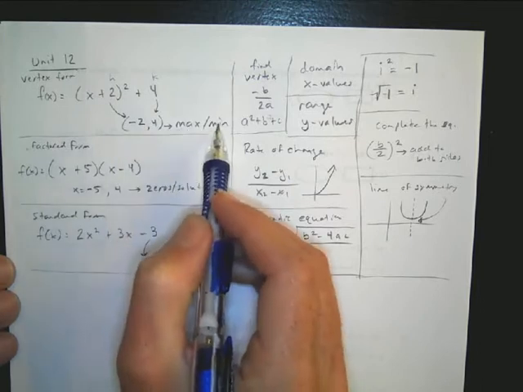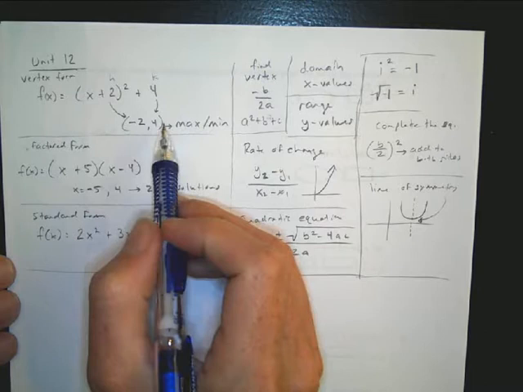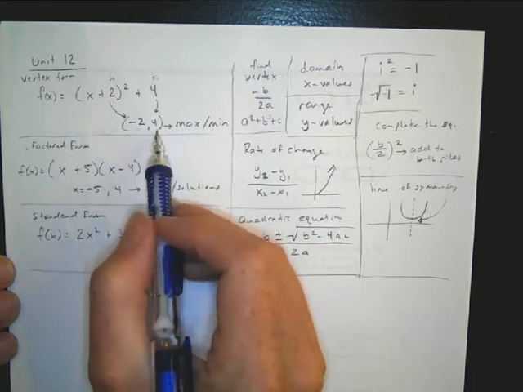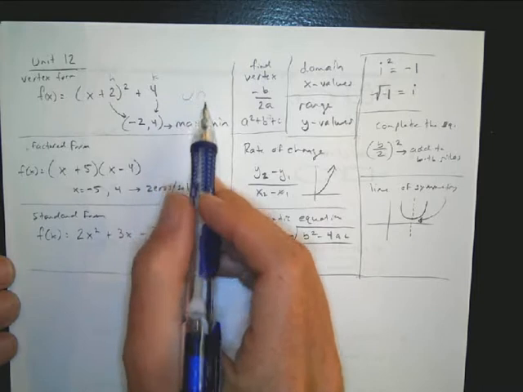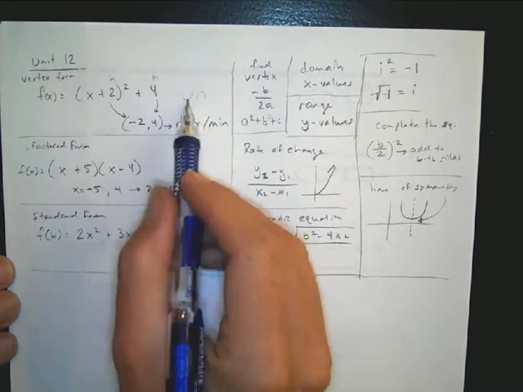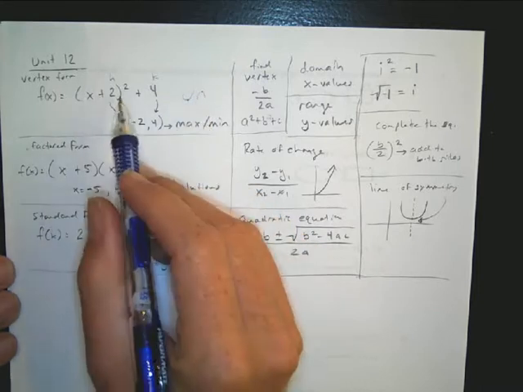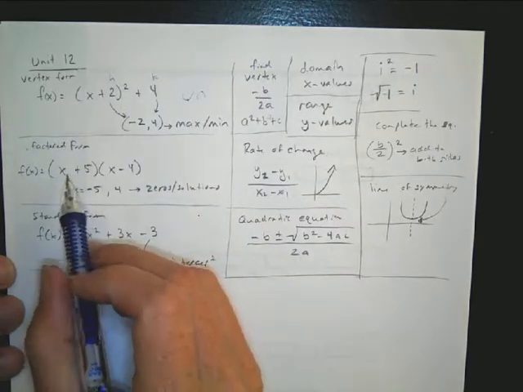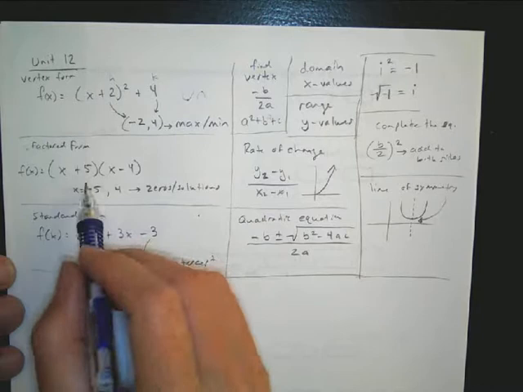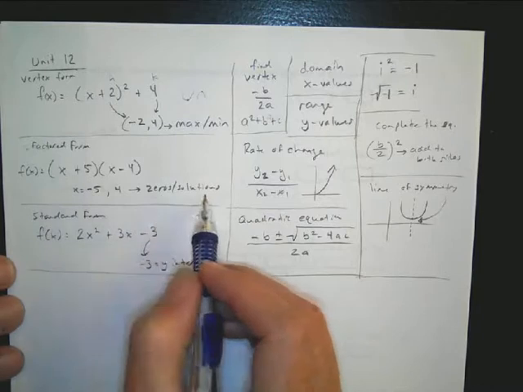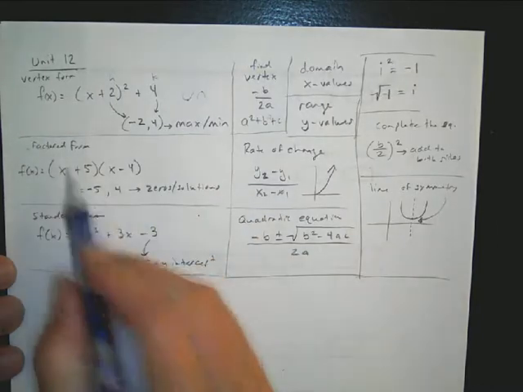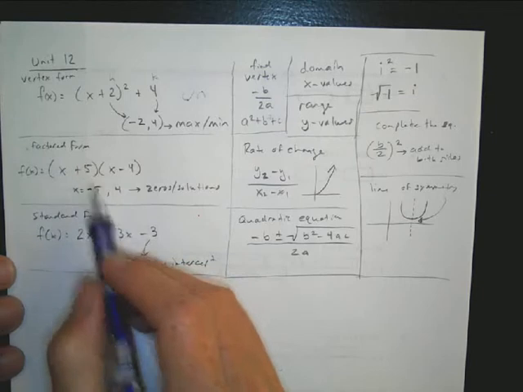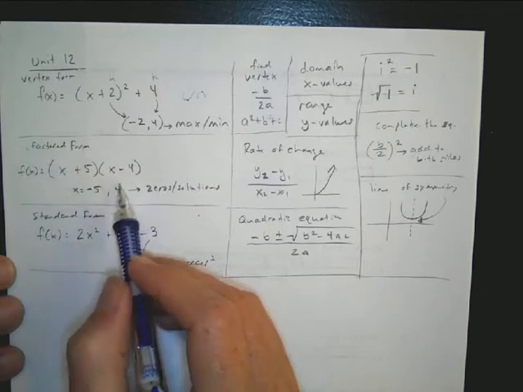So the vertex is used to quickly tell where my maximum or minimum would be for a graph, whether it curves up or curves down, and where those points would be. So that's what that's used for. If I have an equation in factored form, this tells me quickly where my zeros or my solutions are going to be. So if I have x plus 5, I take the opposite, and I have a negative 5. Opposite of negative 4 would be a positive 4.